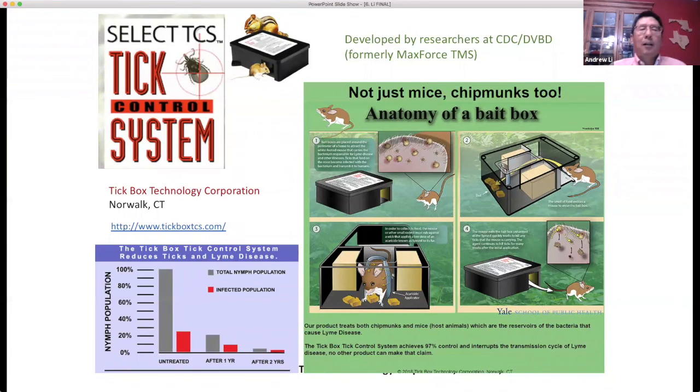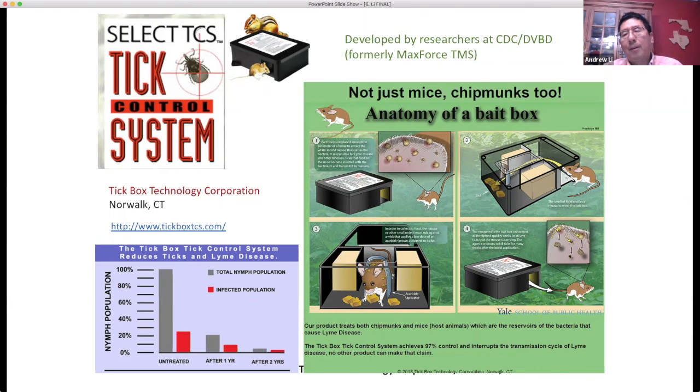The second tick control product is the bait box, which was originally developed by the CDC and is licensed to a commercial company in Connecticut, TickLick Technology Corporation. This is all from their website. The idea is that the bait box can lead to a reduced nymph population in the environment and reduce the number of infected ticks. Basically, the diagram shows how it works.